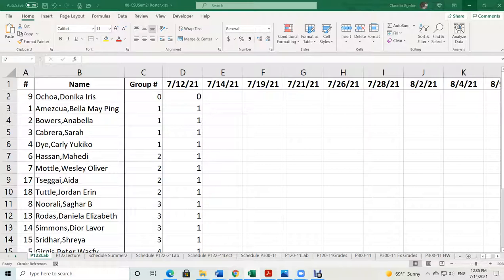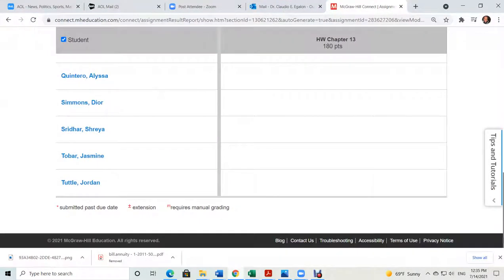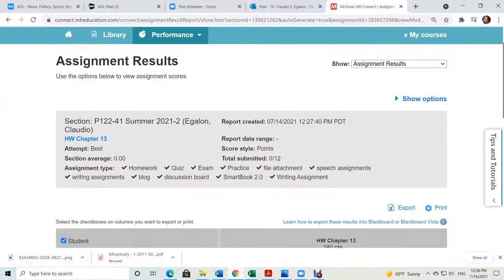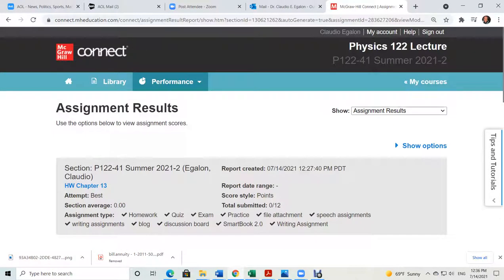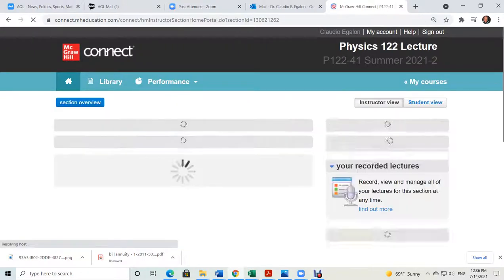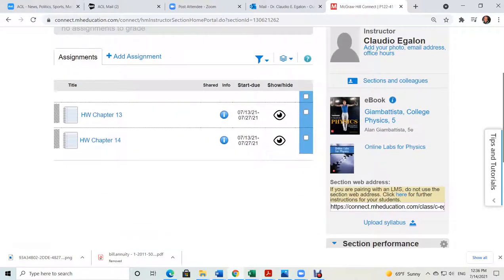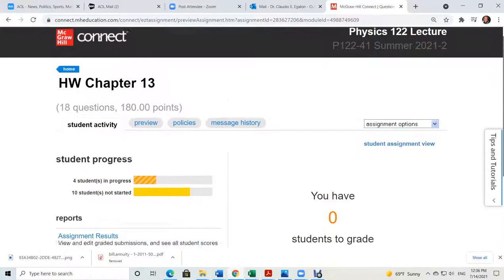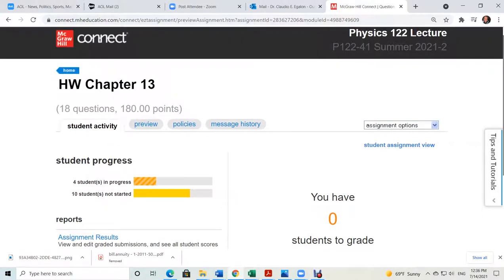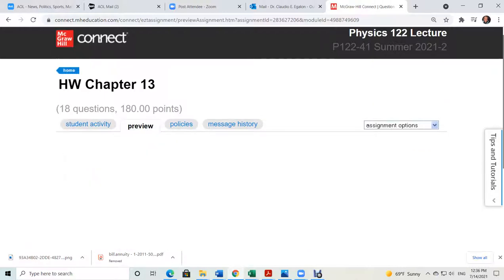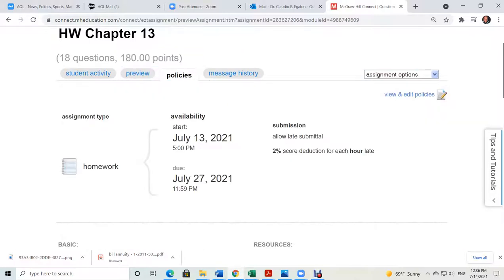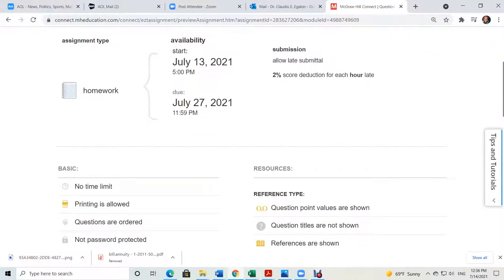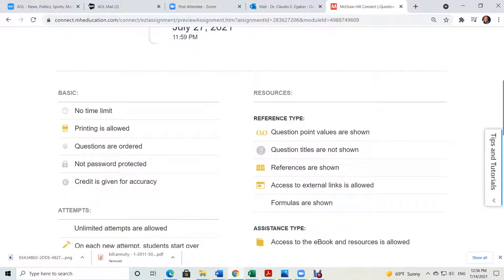Okay. Let's see if you can fix that now. I do not know if you'll be able to change it, especially if you have already started. Let's take a look here at the settings. Homework chapter 13, right? Assignment options, preview, let's see here. No, it's the policies. Here you go. You have until July 27, 21 to do homework 13 and 14, right? I gave you more time than you need.